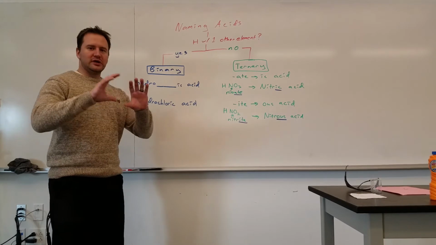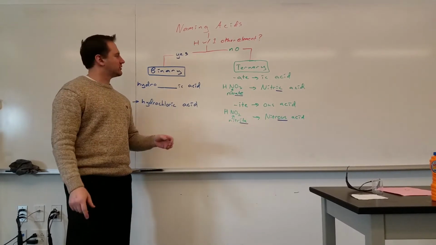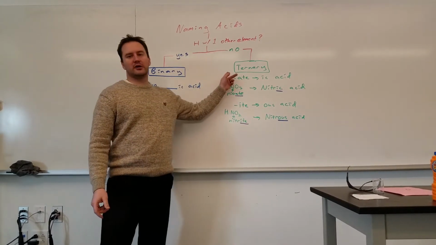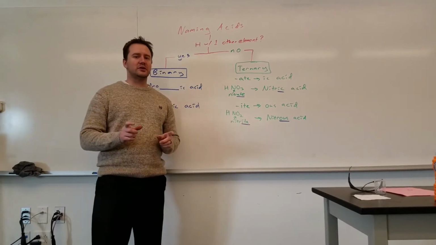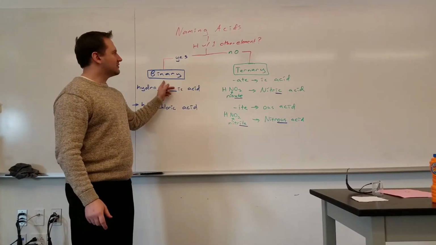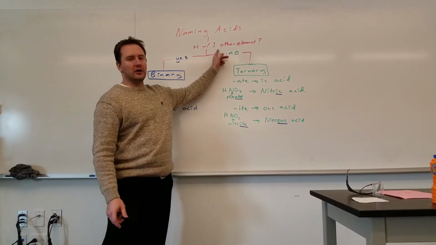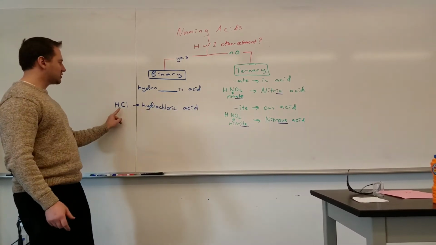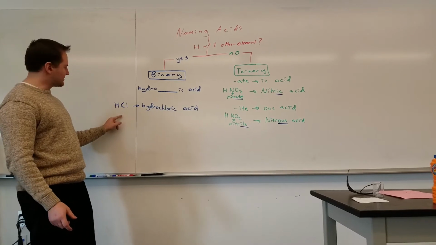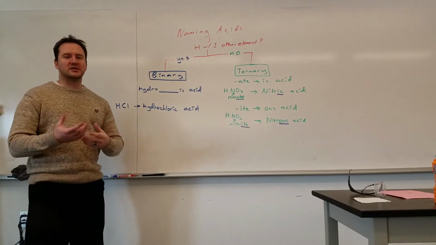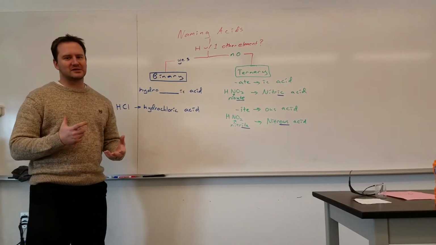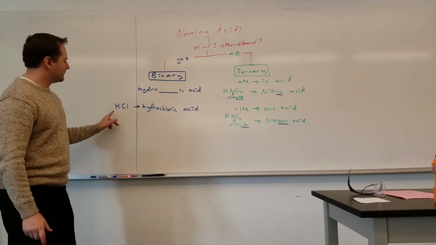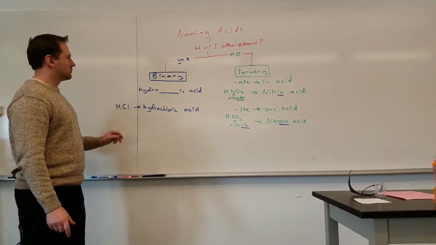So when you're naming acids, there's two main categories. There's binary acids and there's ternary acids. And the difference between the two is that a binary acid has only one other element with hydrogen. So for example, hydrochloric acid, you see H with one other element. All acids will have an H, and they're always going to start with the H in front. That's how you know something's an acid, if it starts with an H in the front. So one other element, it's binary.